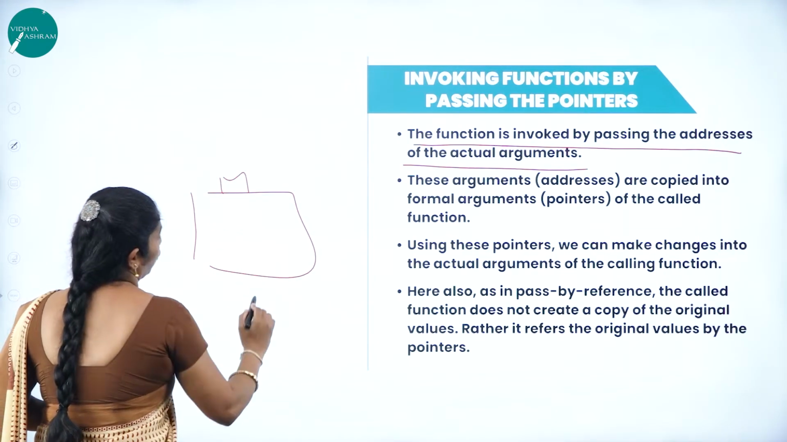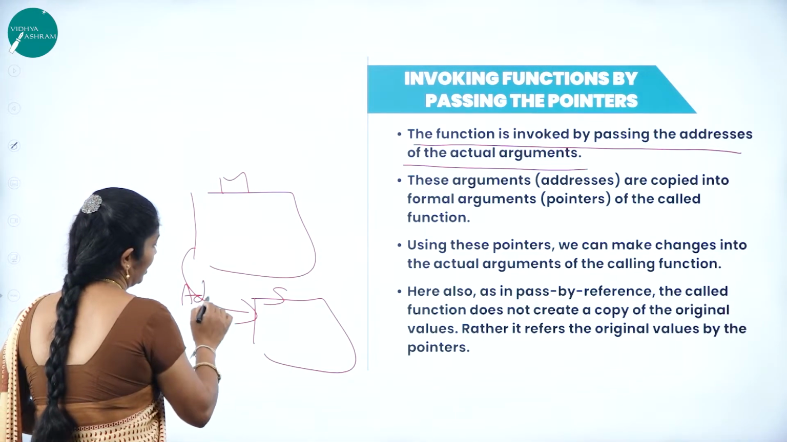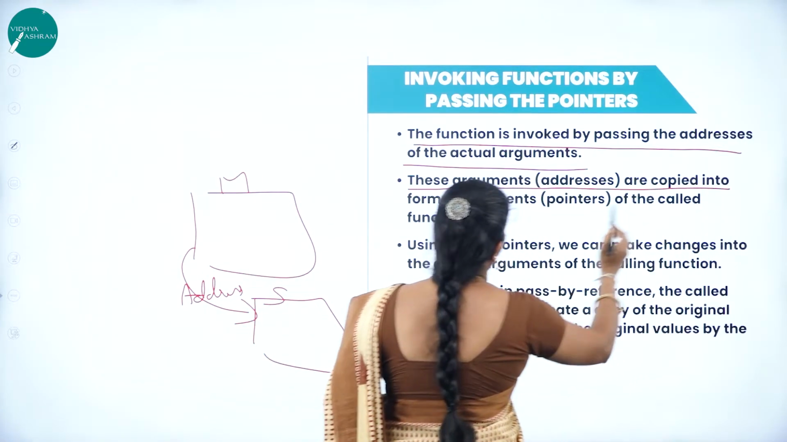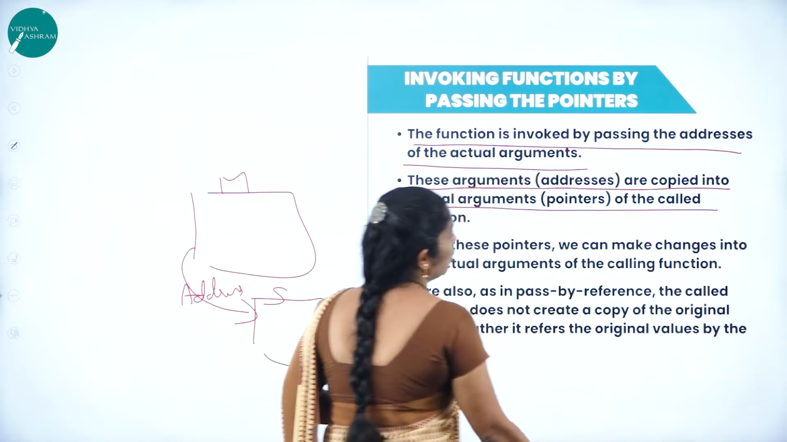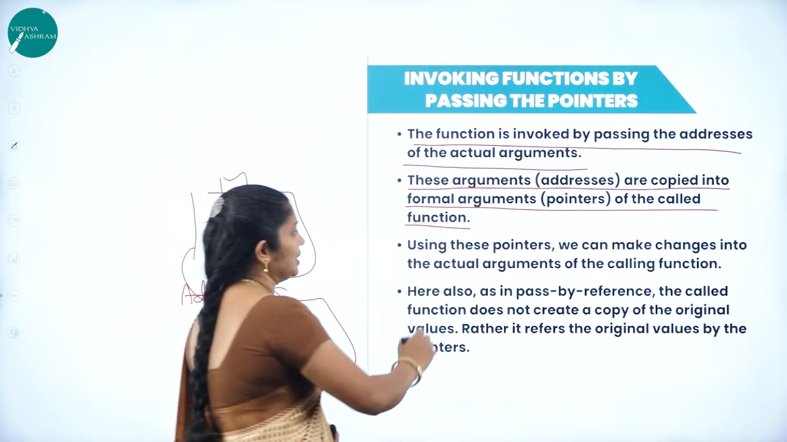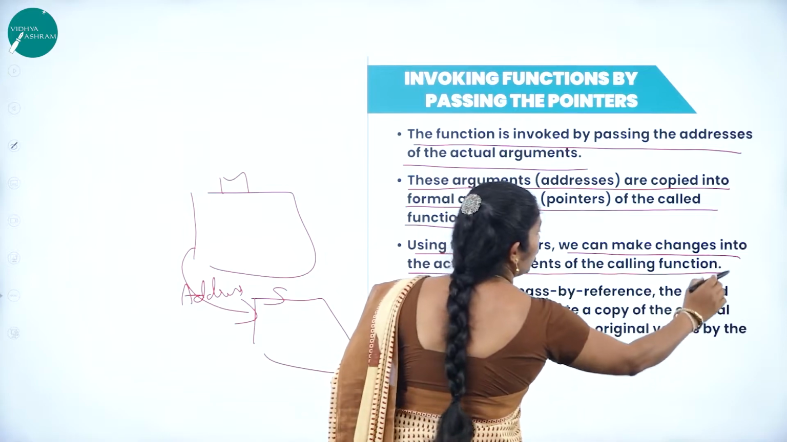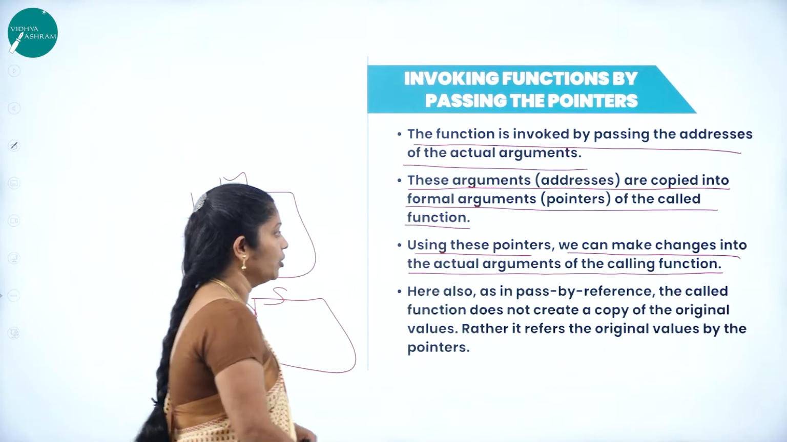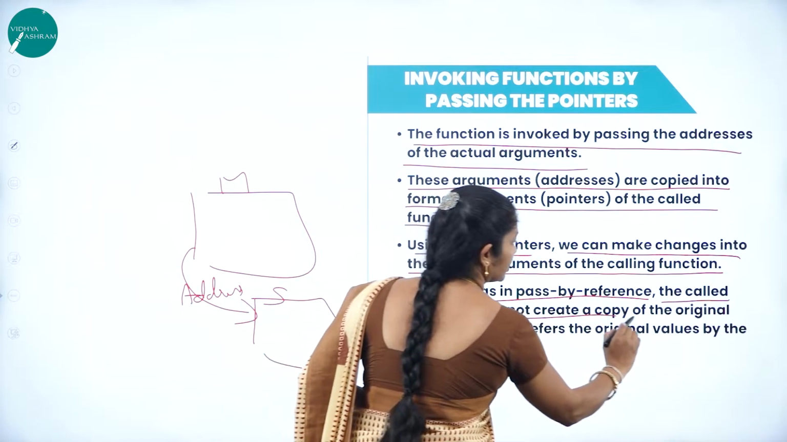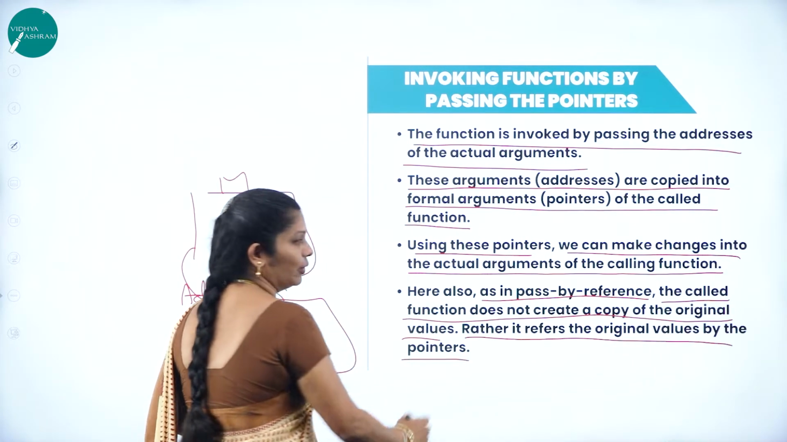The main program will send the address values to the subprogram. The address is passed, and these arguments are copied into the formal arguments of the called function in the subprogram. Using these pointers, we can make changes to the actual arguments of the calling function. Here also, as in pass by reference, the called function does not create a copy of the original value. Rather, it refers to the original value through the pointers.